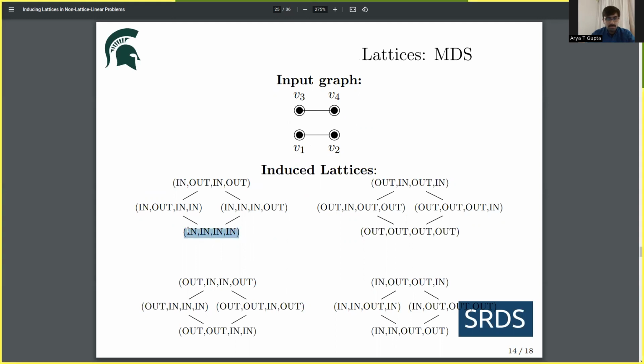Let's see this example state where all the nodes are in. If all the nodes are in, V2 will move out and V4 will move out. In this state, V4 moves out, and in this state, V2 moves out. And eventually, when both the nodes move out, we obtain this state. So this is a lattice that is being induced among these 4 global states. And this is an optimal state.